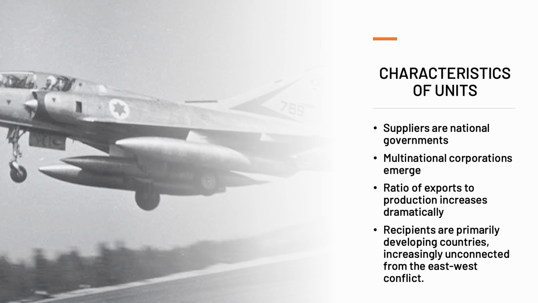Looking at the recipient side, we see that the recipients are primarily developing countries during this point in time, and they're increasingly unconnected from the East West conflict. So, yes, the superpowers are exporting to countries which are participating in this East West rivalry, but when we're looking at the arms transfer system as a whole, the majority of these developing nations really aren't taking part in either the East or the West, but they're importing arms like crazy.